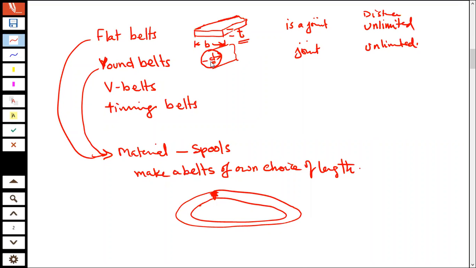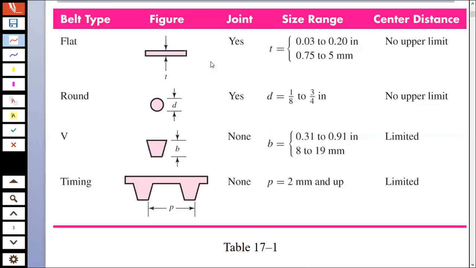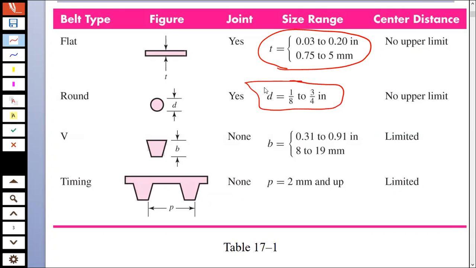And we can have a look at it. For example, here if you look, you can have these thicknesses, the sizes available in here, right? Similarly, for round belts, these are the thicknesses that are available in the round belts.